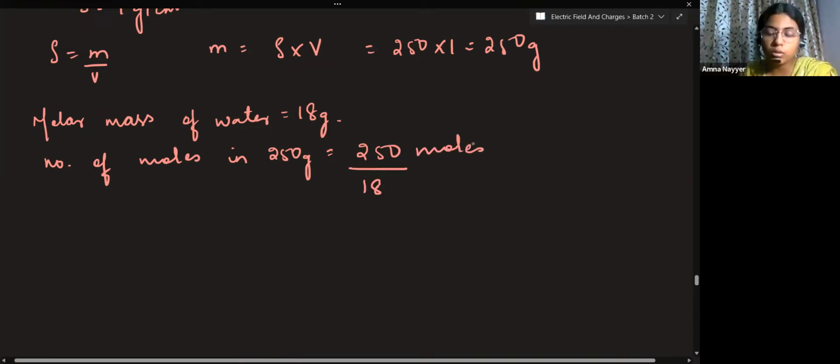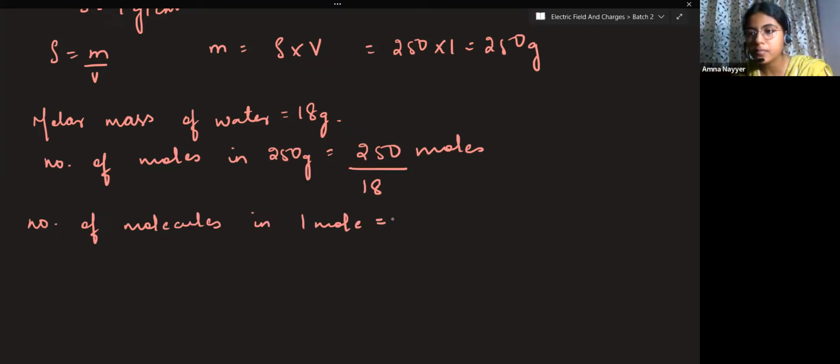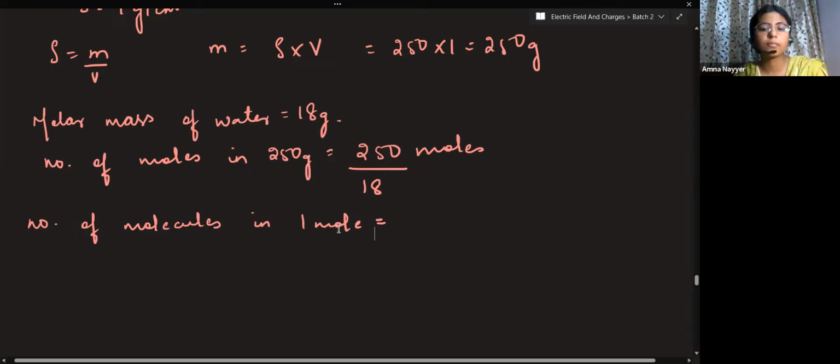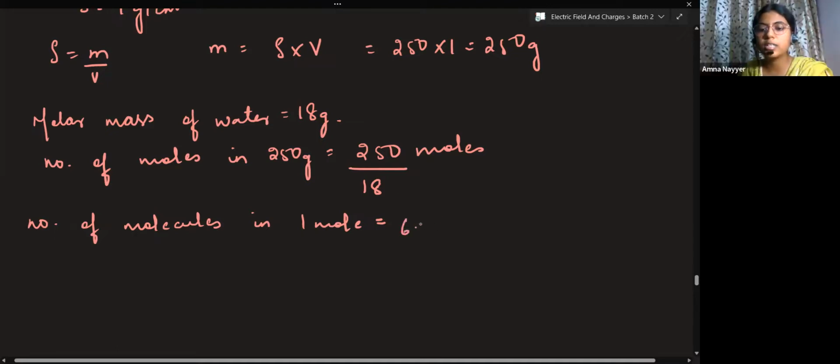Why did we take moles? You will understand. Because we have to calculate the number of molecules, the number of electrons, in order to find out the charge. So see, number of molecules in 1 mole. Yes. What is the number of molecules present in 1 mole? Avogadro's number, correct. This is 6.023 into 10 to the power 23, Avogadro's number. So the number of molecules present in 1 mole is this.